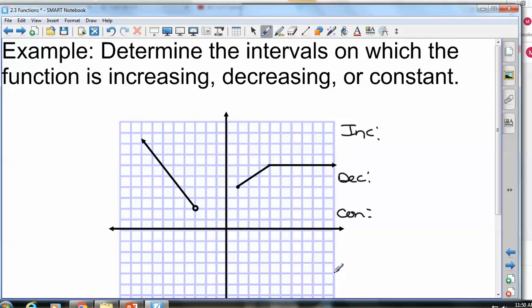What is the first section of my graph doing? Decreasing. Where is it coming from? What x value did I list? Negative infinity. And it stops decreasing where? Negative 3. Remember, we always list the x. Would I put a parenthesis or a bracket at negative 3? Parenthesis because of the open circle.